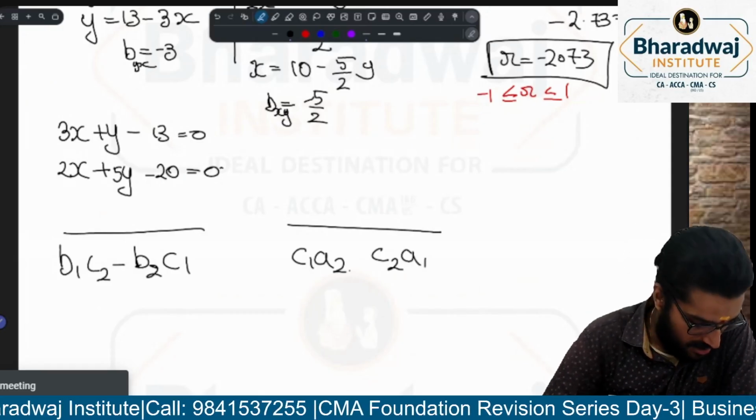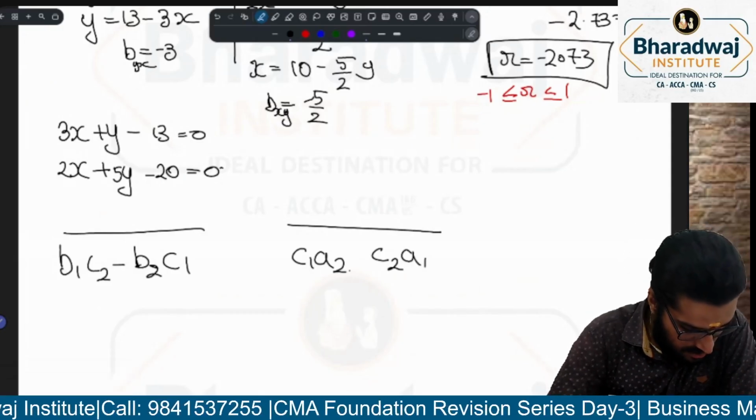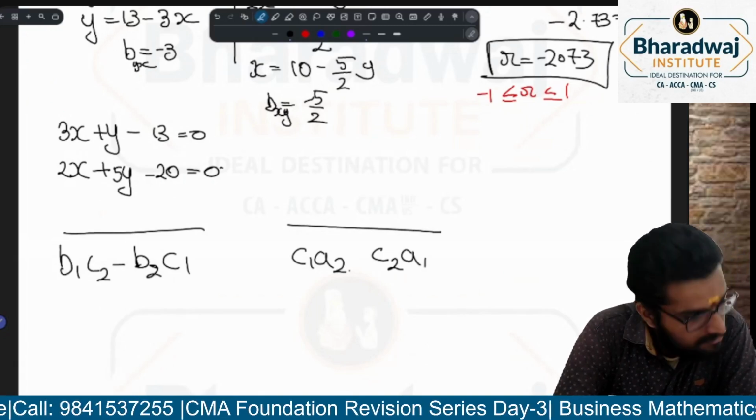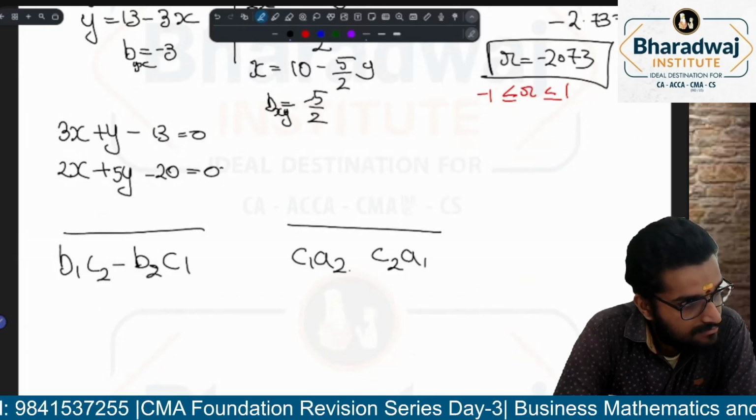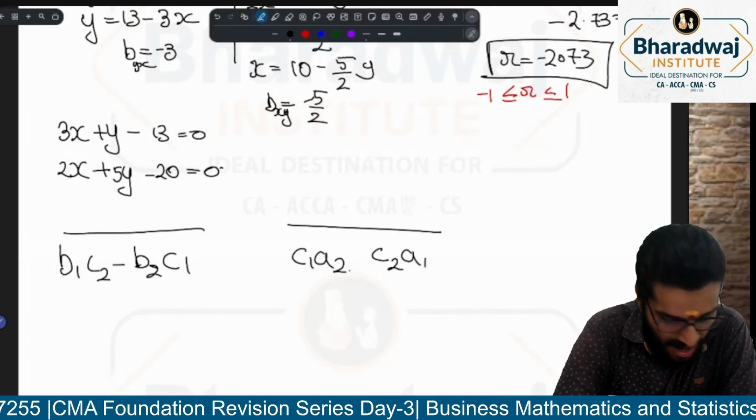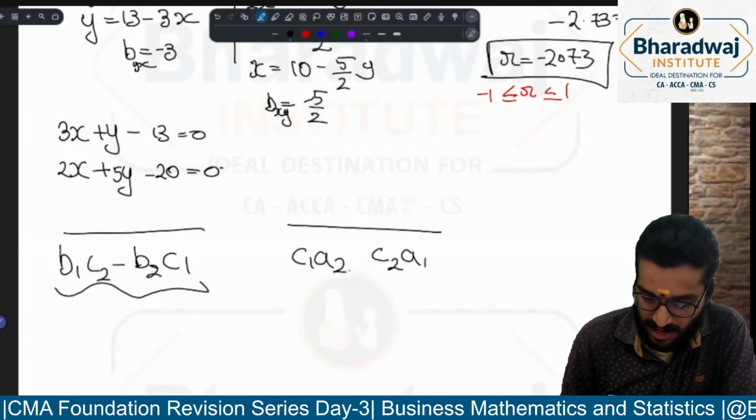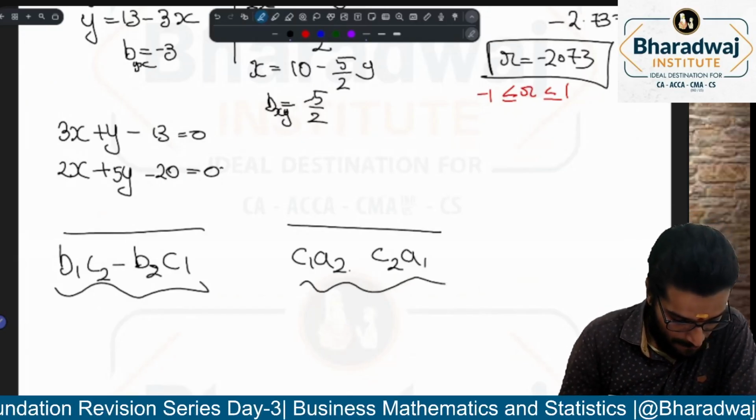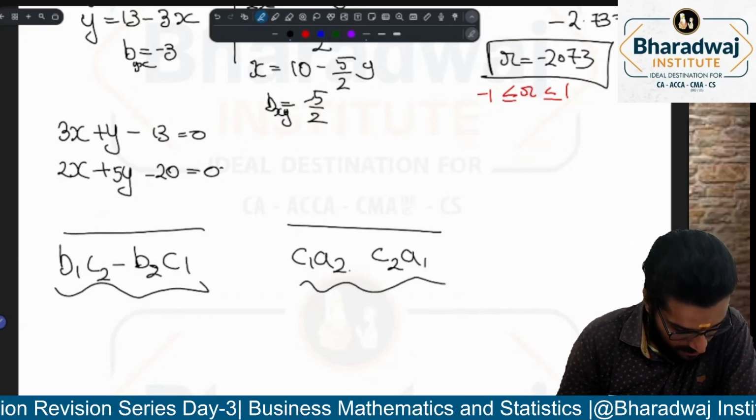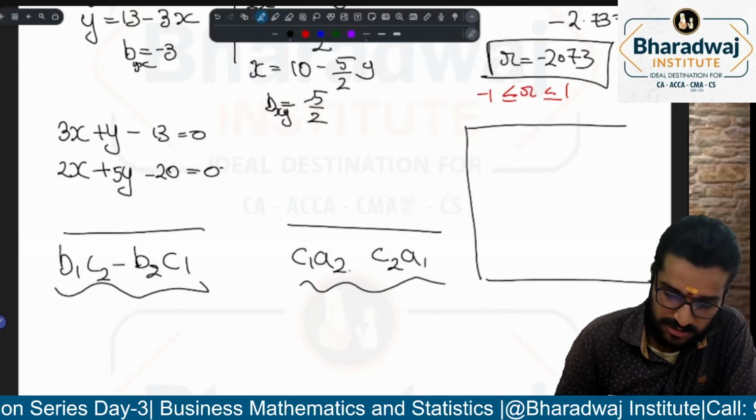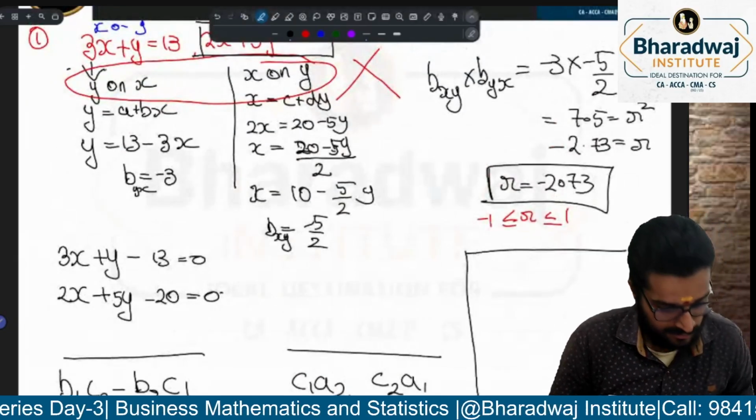Now you have to tell which is A, which is B, which is C: A1, B1, C1, A2, B2, C2. We have to identify and substitute here. Instead of going that way, let's do a simple thing here. Let's do a simple calculation. It's so simple to calculate.